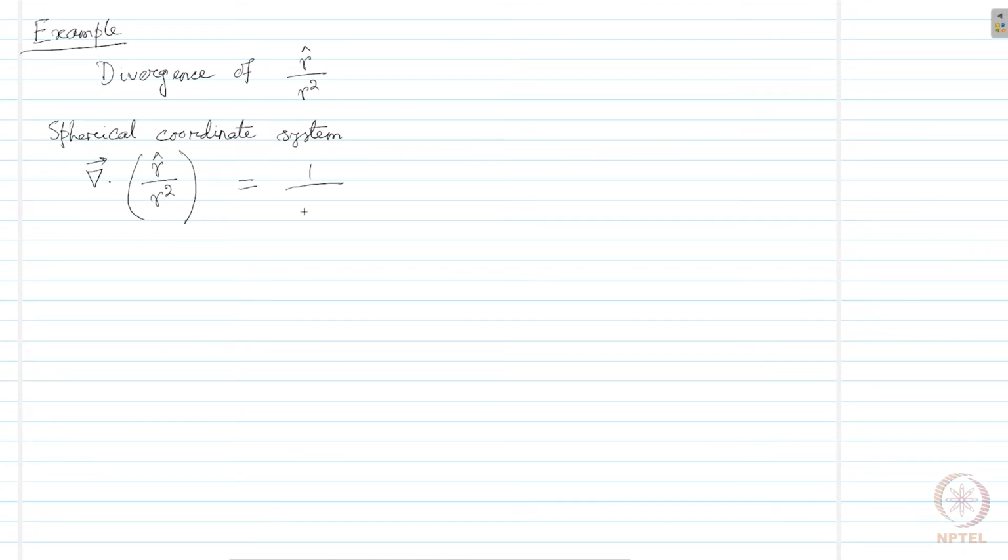as 1 over r squared del r, r squared times 1 over r squared. This would be the divergence. So, r squared here and r squared here, these two cancel each other. If that happens, we are left with 1 over r squared del r of 1, which is a constant. So, it gives us 0.